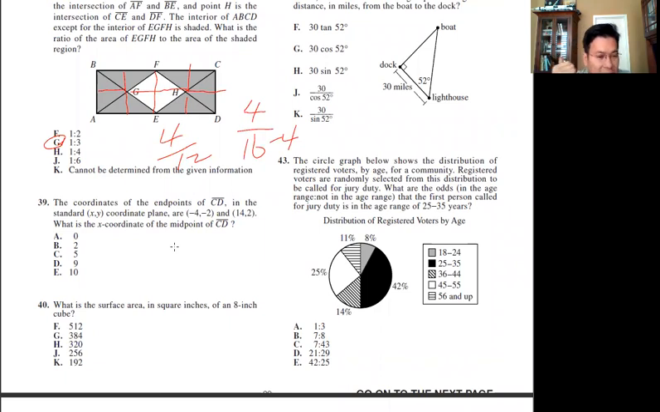Coordinate of endpoint CD, the standard coordinate of this one. Midpoint of CD: midpoint, add and divide by 2. So add 10 divided by 2. Next, 8 inches, surface area of a cube, 8 inches. So 8 times 8 times 8, 64, 384. So G.